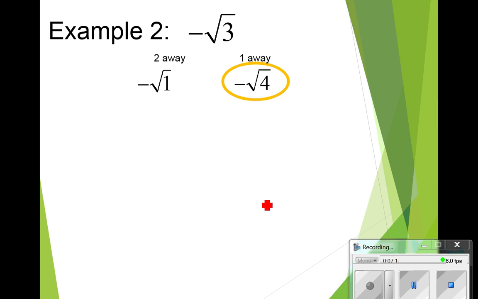And then I can simplify the radicals. Negative square root of 1 is negative 1. Negative square root of 4 is... I'm sorry, negative 2. So you have negative 1 and negative 2. Those are the two integers it's between. If I want to know which one is the best estimate, I would choose negative 2 because I already determined that the negative square root of 4 is closer. So my answer would look like this.